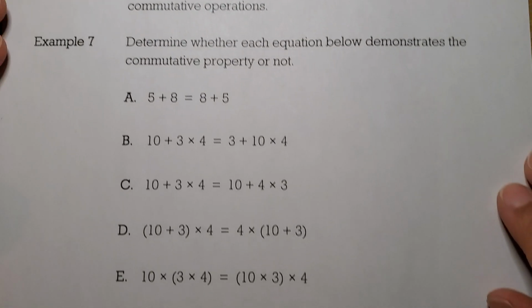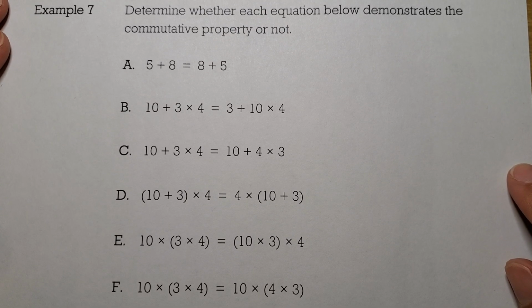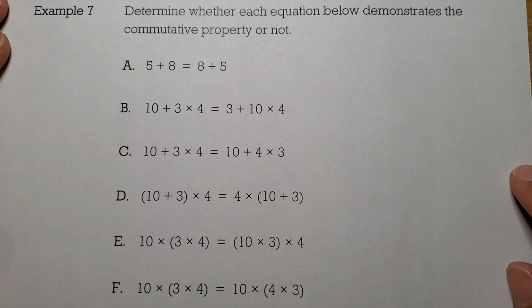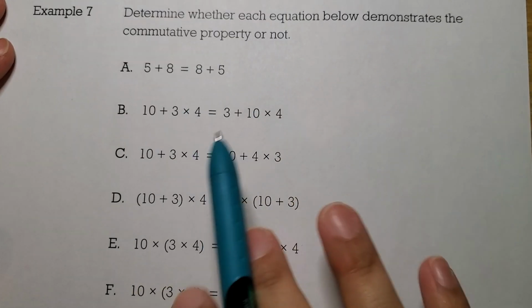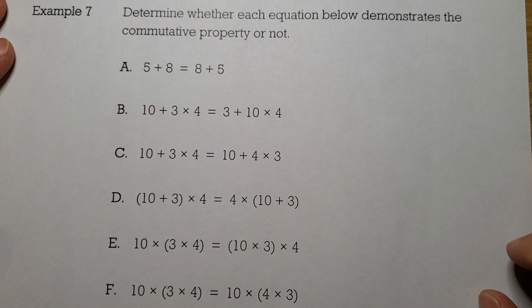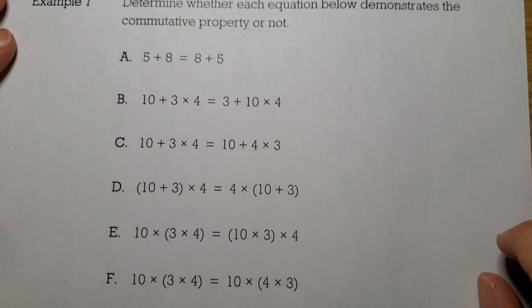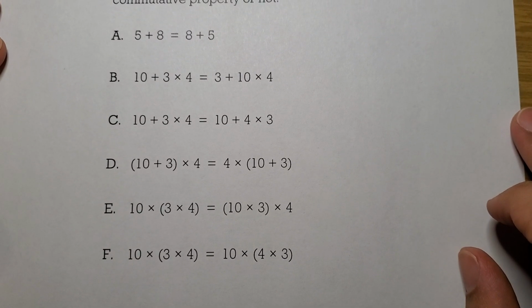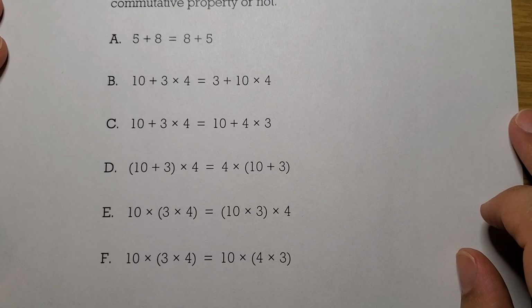So in example 7, this is another way that you'll often be asked questions about properties. So here we're going to be asked to identify whether each equation indicates the commutative property. To do this, you want to see what's different. It's like a spot the difference kind of game between the left-hand side and the right-hand side.